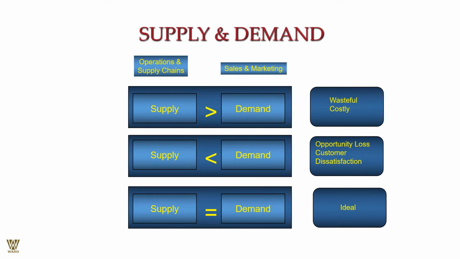Let us understand the supply and demand consequences of the operation chain. Remember, if the supply is more than the demand, does it mean anything? Yes, it means it's a wasteful activity. It's a costly activity. So supply is more, demand is less. But if supply is less and demand is more, that means a number of opportunities have been lost. The customers would be dissatisfied because the demand is not being met by the amount of supplies. But if there is parity between supply and demand, it is the ideal situation that we look for, and that should be kept in mind.